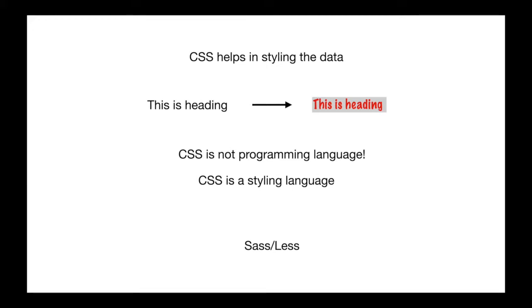Now that we have written some basic HTML code, I think it's time for us to take it to the next level by styling our code. So CSS helps us in styling the data. That means whatever things that we see on our web page can be styled using CSS. So your normal heading becomes something like this, where you can change the font, change the color, change background, and many more things like that.